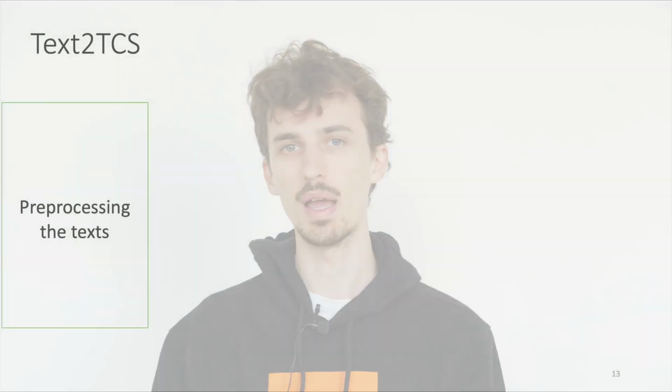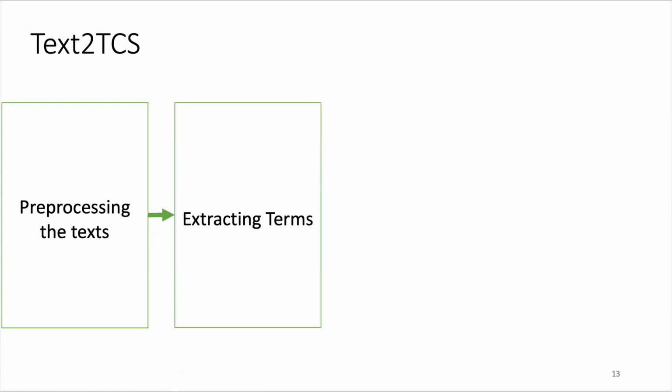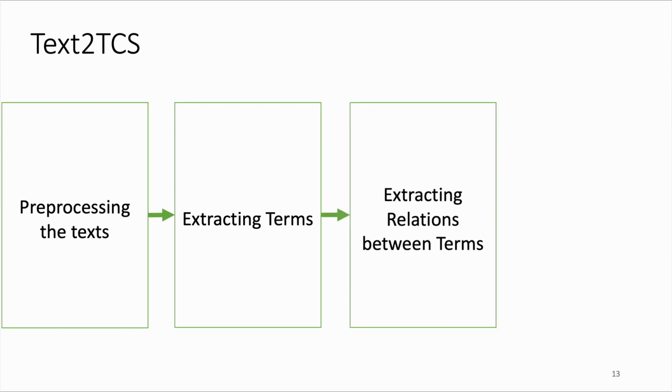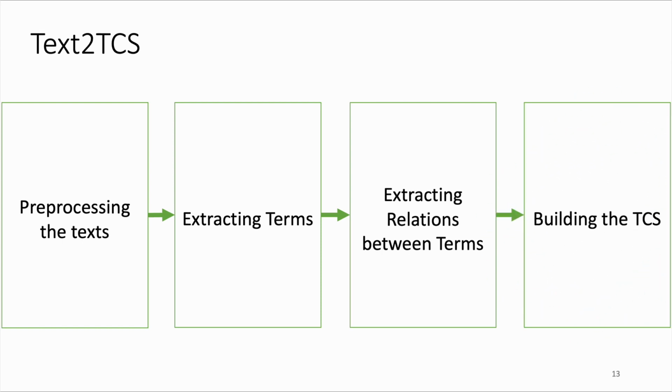Now, what do we want to do? In our project, we created a system called Text to TCS, which, given natural language texts, creates such a terminological concept system automatically. So this whole pipeline consists of multiple steps. So first the texts are pre-processed, then the terms are extracted. Thirdly, between the extracted terms, relations are identified. And lastly, this whole combination of terms and their relations are built into a TCS. And this whole pipeline will be explained in more detail.